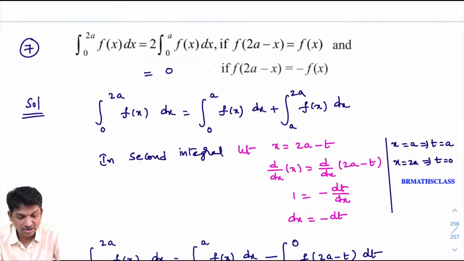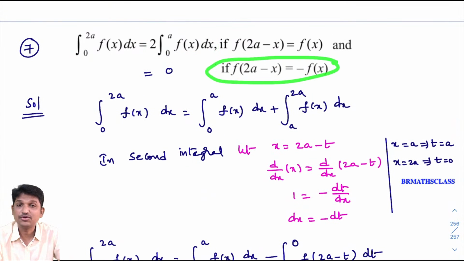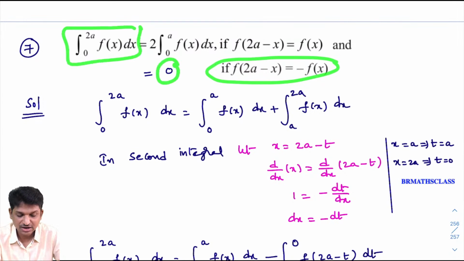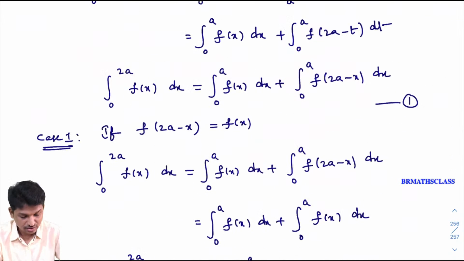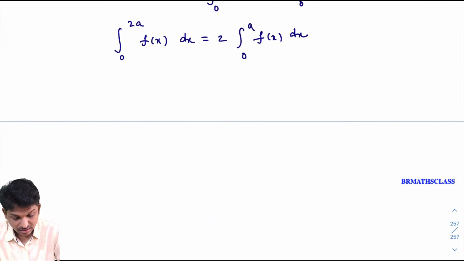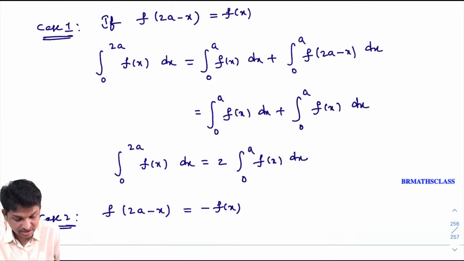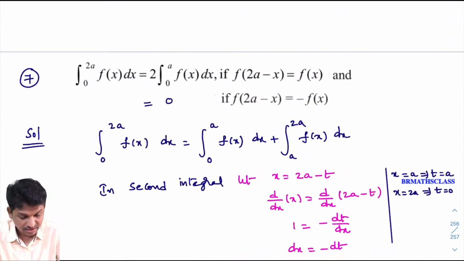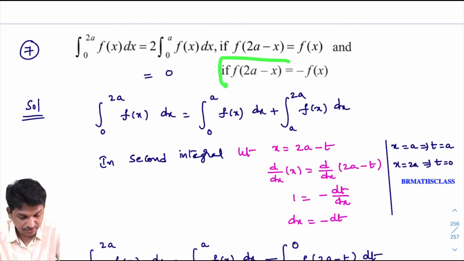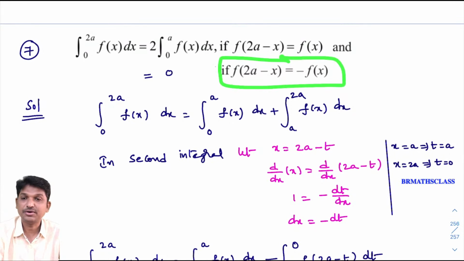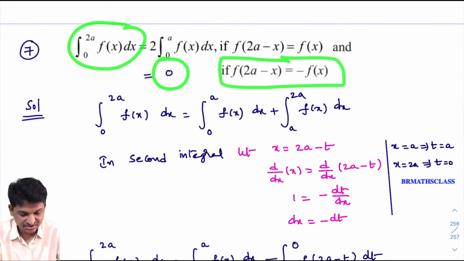Now case 2. What is case 2? Whenever f of 2a minus x is minus f of x, then we need to show that this value is 0. Okay, so I'll take it as case 2. This case 2 is f of 2a minus x is minus f of x. Look here what they have given in the question, f of 2a minus x equal to minus f of x. Then I need to prove that this answer is 0.